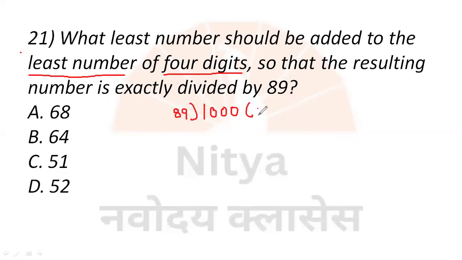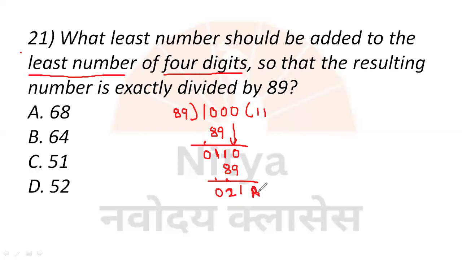So 89 ones are 89. 100 minus 89 is 11. 1 minus 1 is 0. So you have to bring down 0. 89 ones are 89. 110 minus 89 is 21. So 21 is the remainder here.